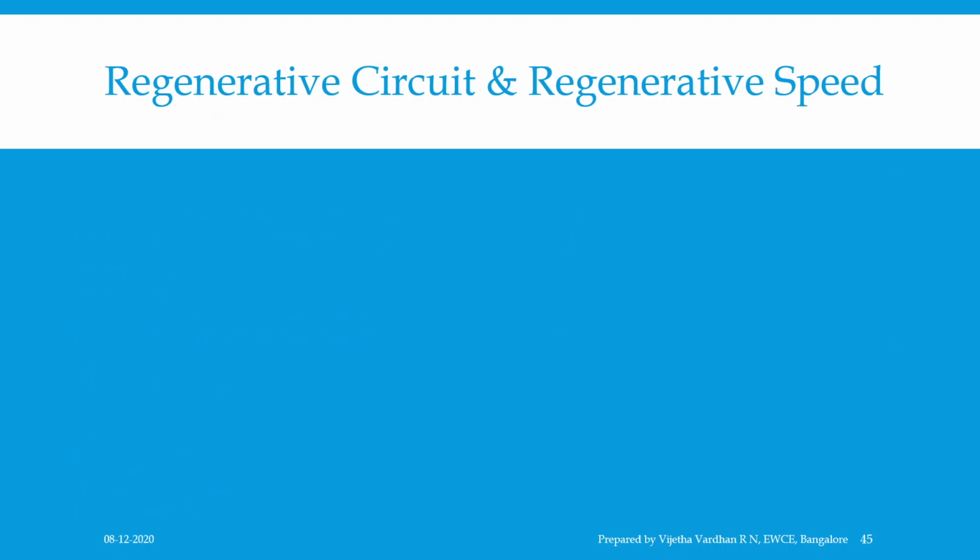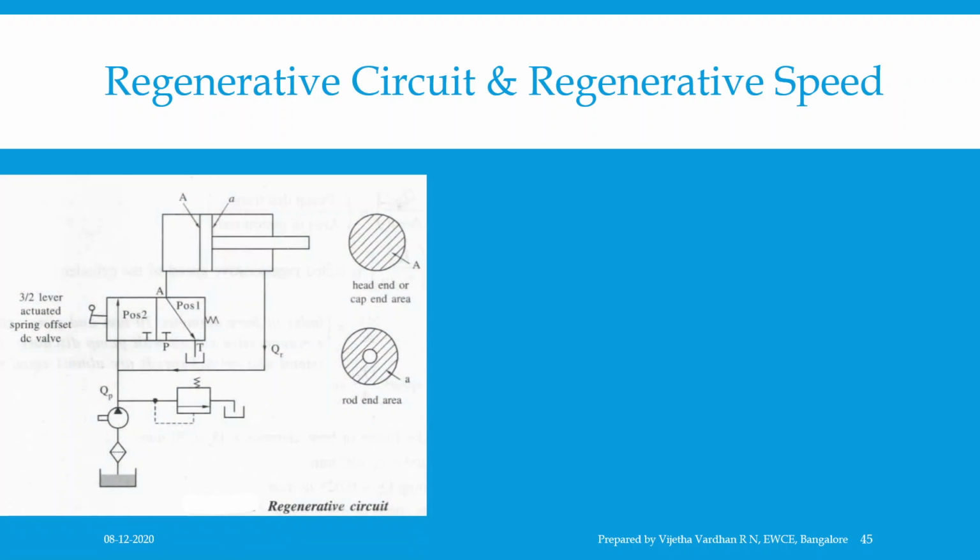Now, regenerative circuits are used to increase the speed of the extension of the cylinder over the speed of the retraction, or at least to make the speed of extension equal to the speed of retraction. To achieve this, the discharge into the cylinder on the head end should be increased. But this is not possible for a given pump, that is, more discharge during the extension and less discharge during the retraction. The principle of the regenerative circuit is to increase the discharge into the head end or the cap end side of the cylinder using the oil of the rod end side during extension.